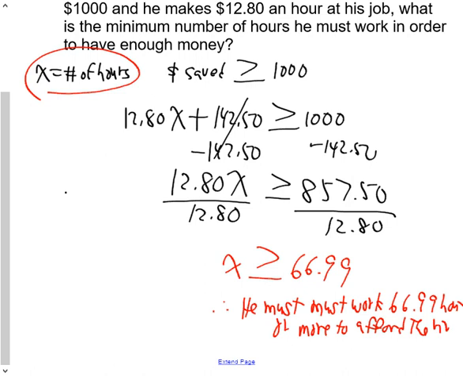Now, obviously, since you can't work 0.99 hours, you're probably going to put he must work greater than or equal to 67 hours, right? Because you'd round that to the nearest decimal. But just in case, maybe they do give part hours at whatever job he has. So it could be possible that 66.99 is an hour he can work.